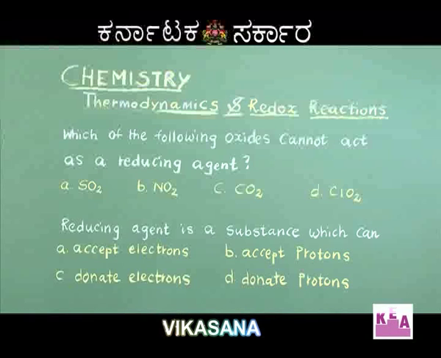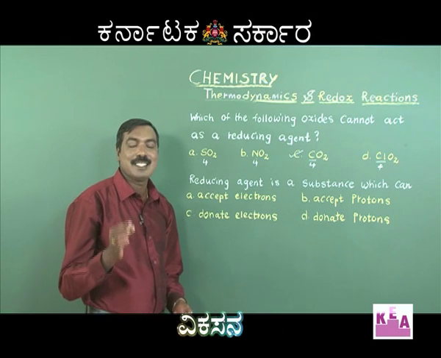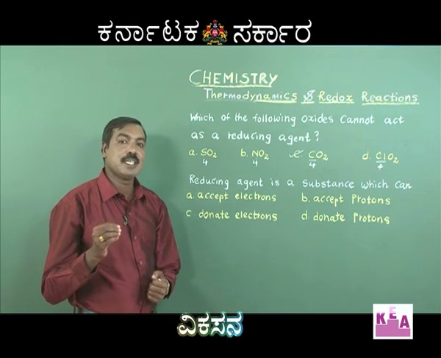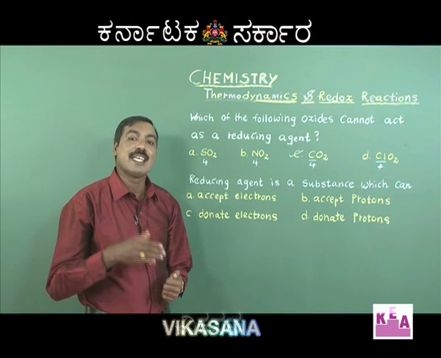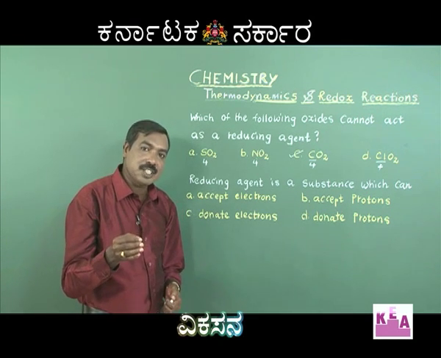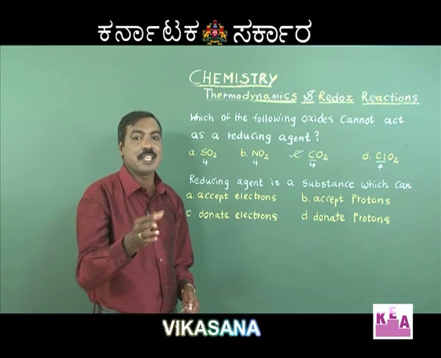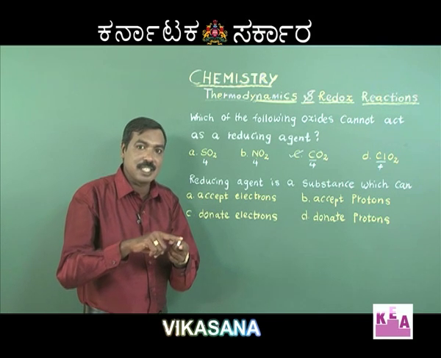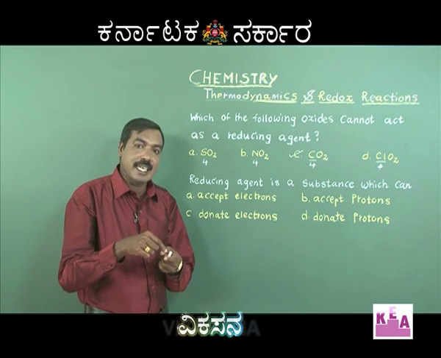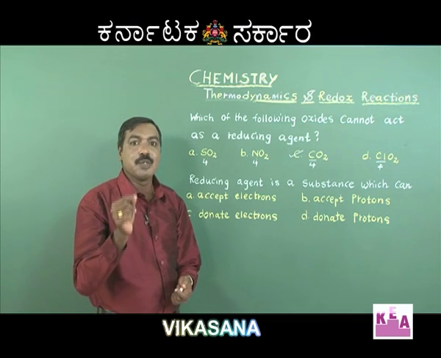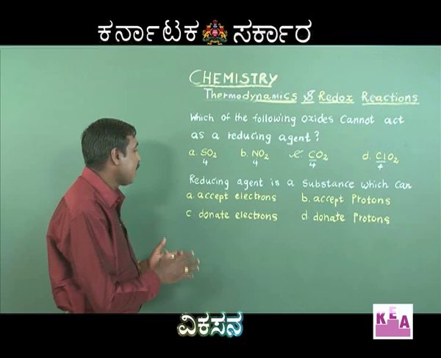Next question. A reducing agent is a substance which can: option A, accept electrons; option B, accept protons; option C, donate electrons; option D, donate protons. In this, first of all, what is the reducing agent? You know the term called oxidation. Oxidation is a process in which there is loss of electrons or gain in charge. That which undergoes oxidation is arguably the best reducing agent. Meaning in oxidation, there is loss of electrons, there is gain in charge. That which is undergoing a loss of electrons or gaining in charge can be a very good reducing agent. Keeping these points in mind, let us attempt this.